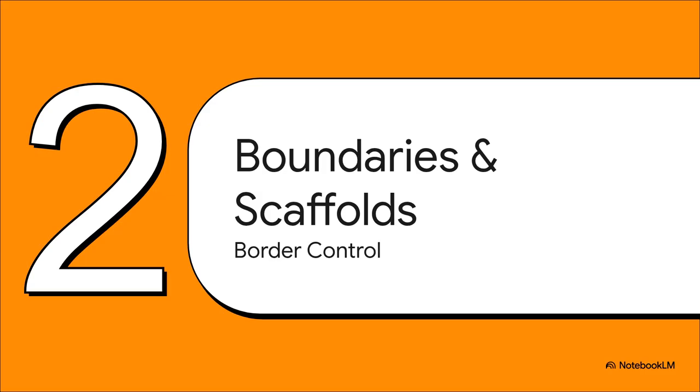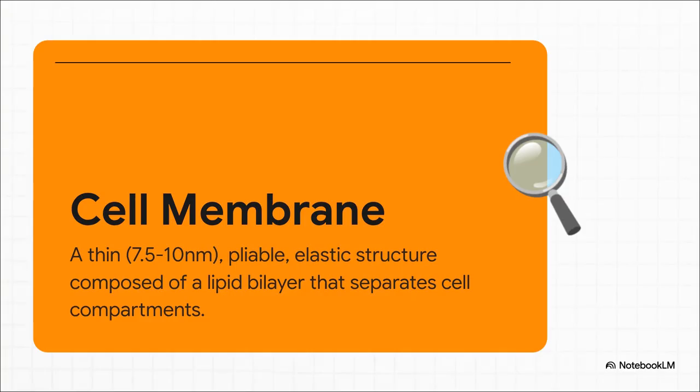Okay, let's move to our first major landmark in this city tour. We're going to look at the cell's outer boundary and the internal framework that keeps it from just being a shapeless blob. Think of these as the city walls and the internal support beams. And here it is, the cell membrane. It is incredibly thin. We're talking 7 to 10 nanometers, but don't underestimate it.